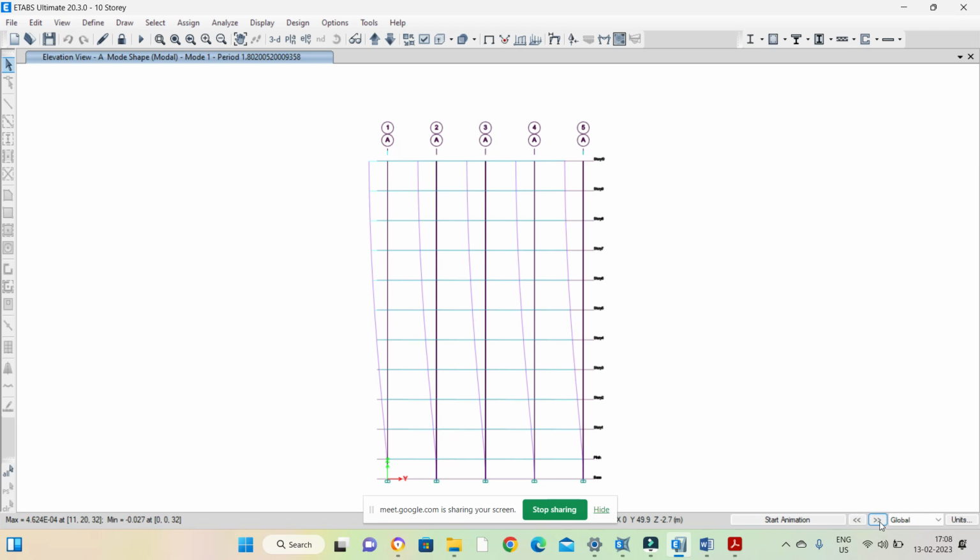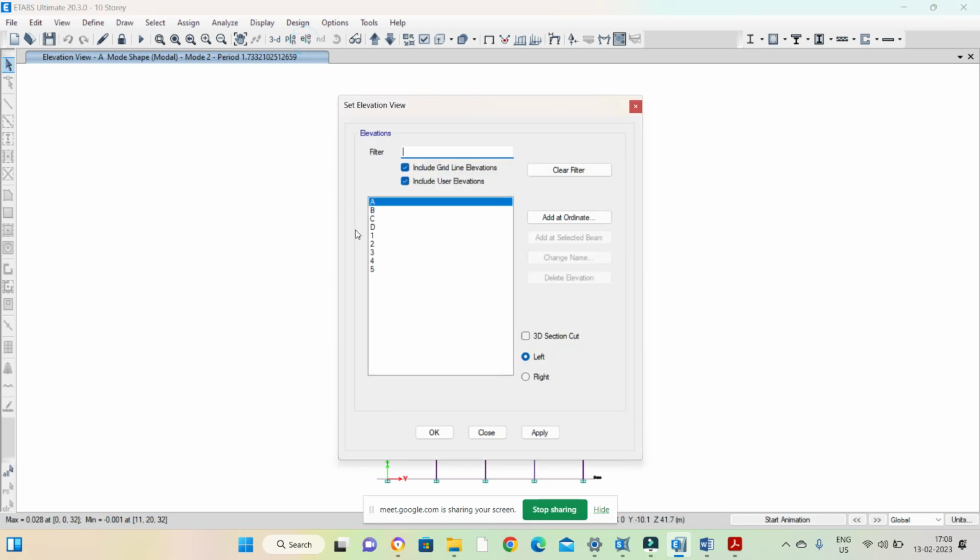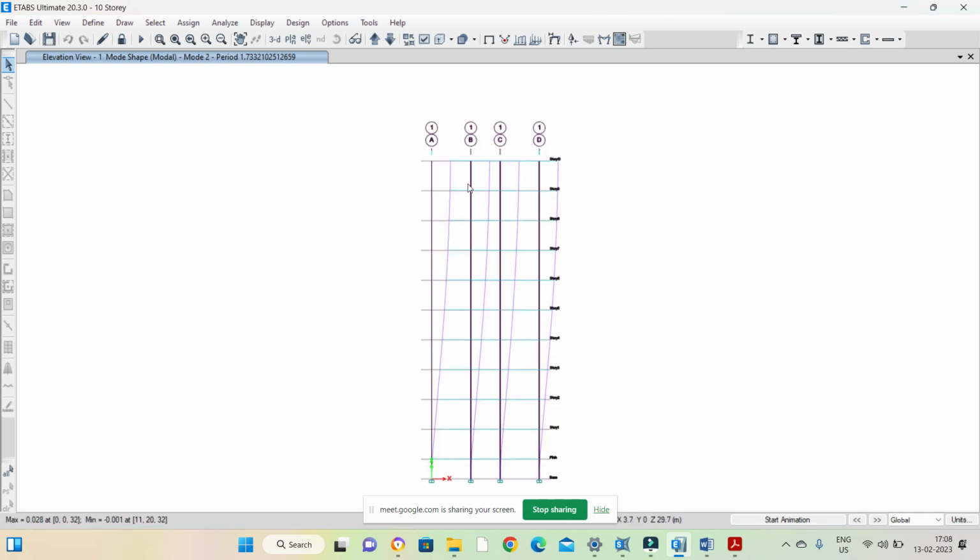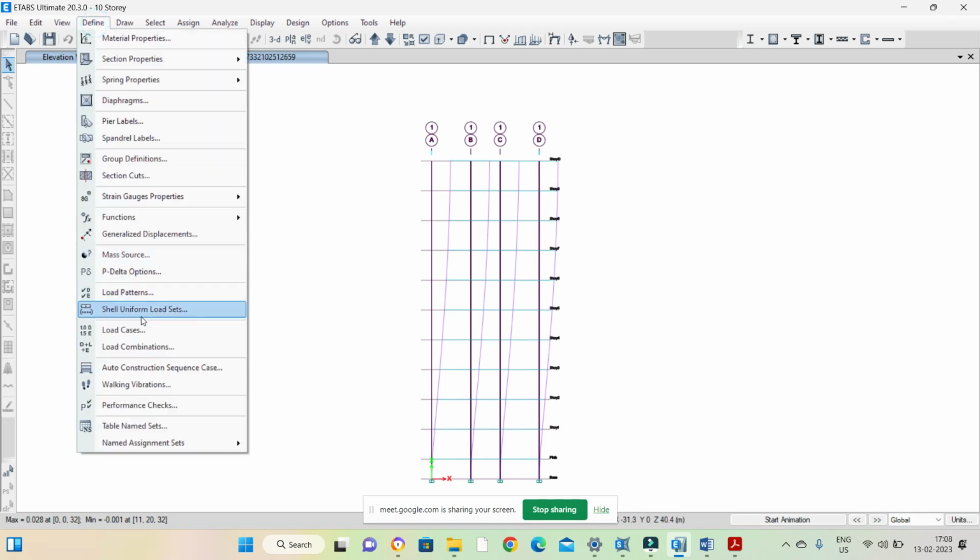Next see mode 2. Now you see mode 2, but in y direction you cannot see any changes. It means this mode is not in this direction. So let me change to x direction. Now you can see the deformed shape. It means the second mode is the fundamental mode of x direction. Now remember these two things, and now we'll go to our load case.